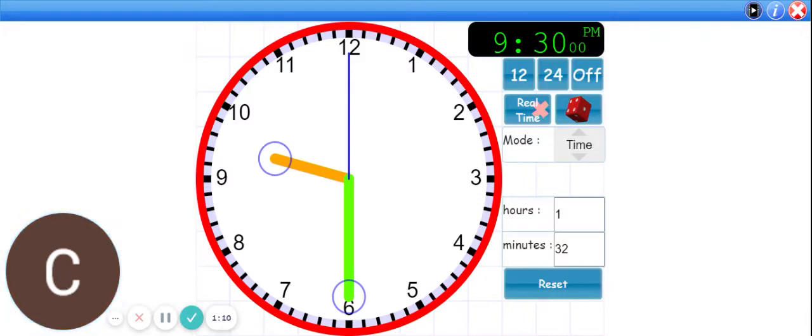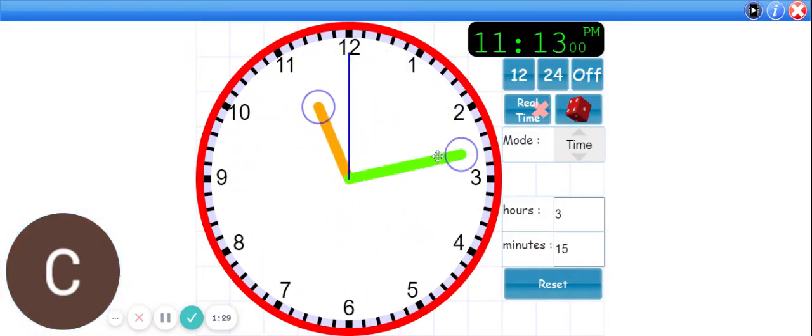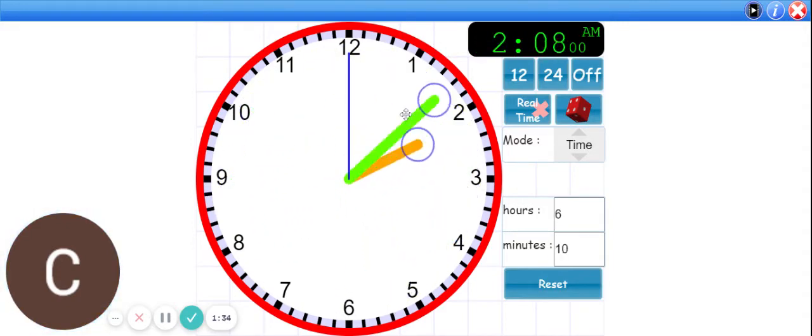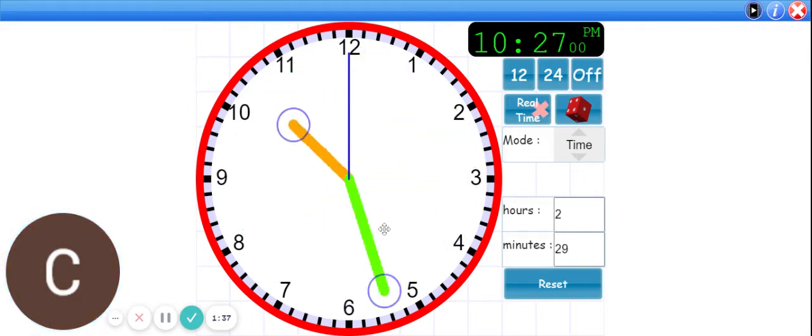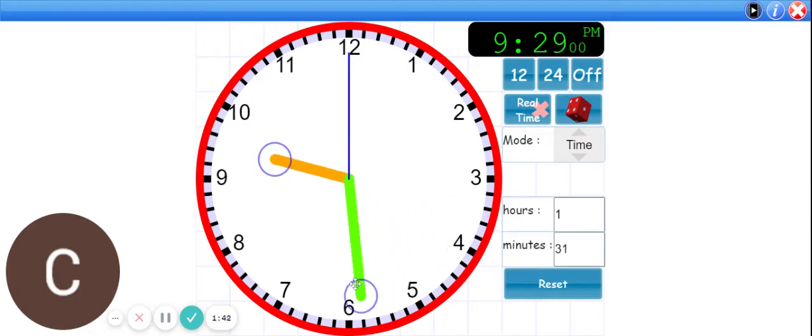I have to go a step further and show half an hour later. When I'm asked to show later, I move my long hand clockwise around the clock. So it's turning this way. That is when I'm showing later. So if I'm to go back to 9:30, I've reached it and I have to show half an hour later.